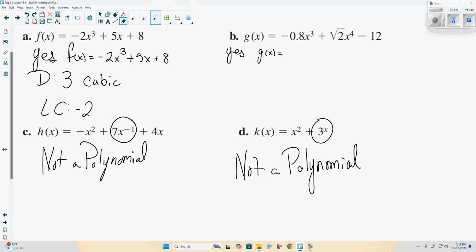Now, this is not written in standard form because our variable with the biggest exponent is our square root of 2 times x to the 4th. We do need to make sure when we rewrite this that the x to the 4th does not get inside the radical. It is outside the radical. Our next one would be what? Minus 0.8x to the 3rd. We don't have a squared term. We don't have an x term. We just have minus 12. Now, what's our degree? 4, which would be a quartic. And the leading coefficient would be?